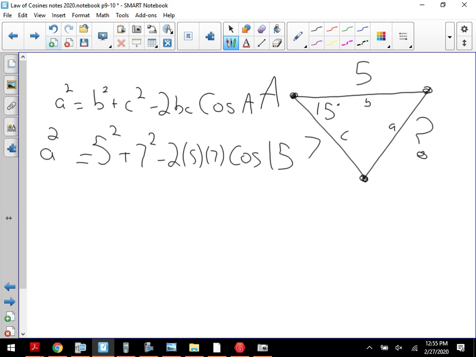So that means when I find all that, how do you undo squaring? How do you undo squaring? I don't know. I forgot. Square root. Yeah, there you go.